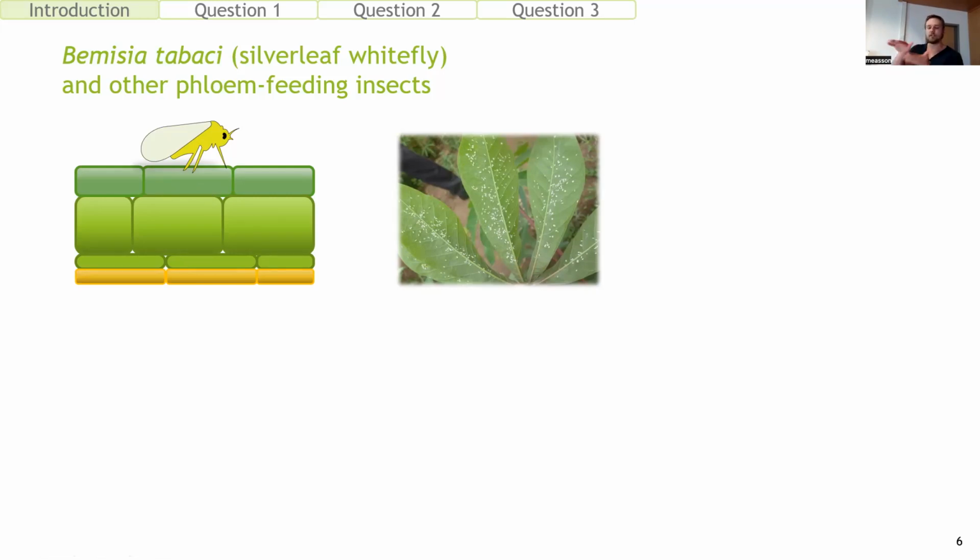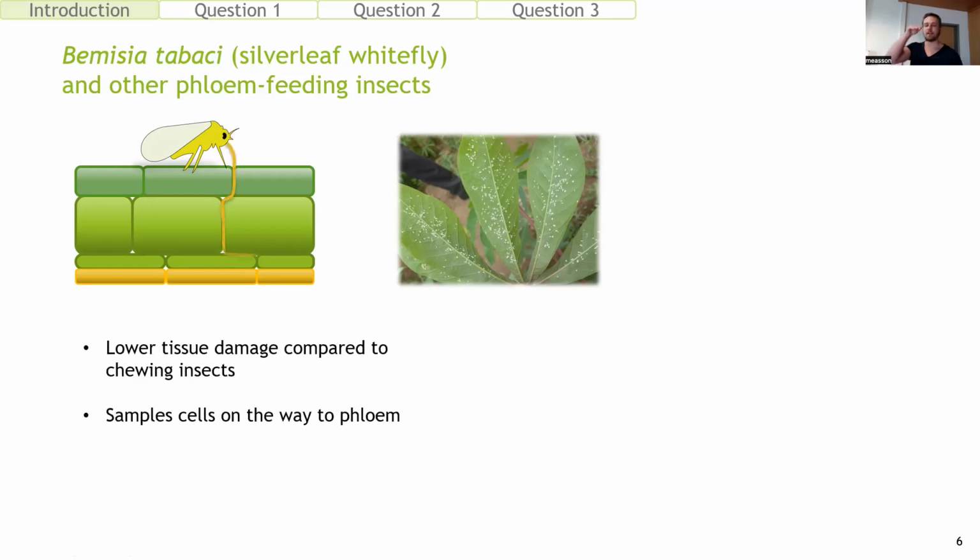So what is a phloem feeding insect? Of course, as their name implies, they feed on the phloem, and they do this through a uniquely adapted stylet that they use to navigate between plant cells, sampling cells along the way so that they know where they are until they get to their sugar-rich food source. And of course, because they're not destroying all of the surrounding tissue and mixing it up in their mouths, it goes without saying that this is usually a lower tissue damage type of feeding.